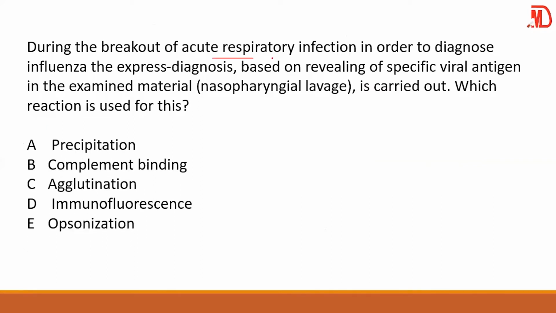During an acute respiratory infection, in order to diagnose influenza, the express diagnosis is based on revealing a specific viral antigen in the material. What reaction is used for this? So what they're trying to tell us is that we are having a viral infection. Among these, which method is used to identify a specific viral antigen?